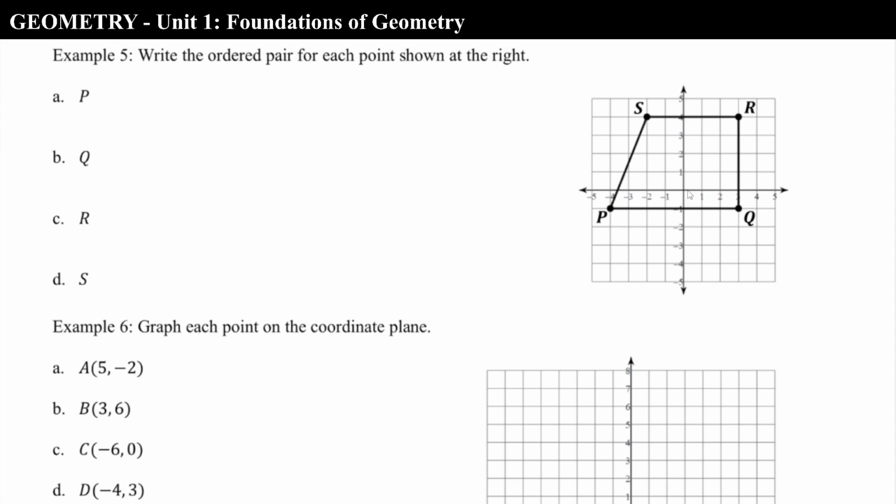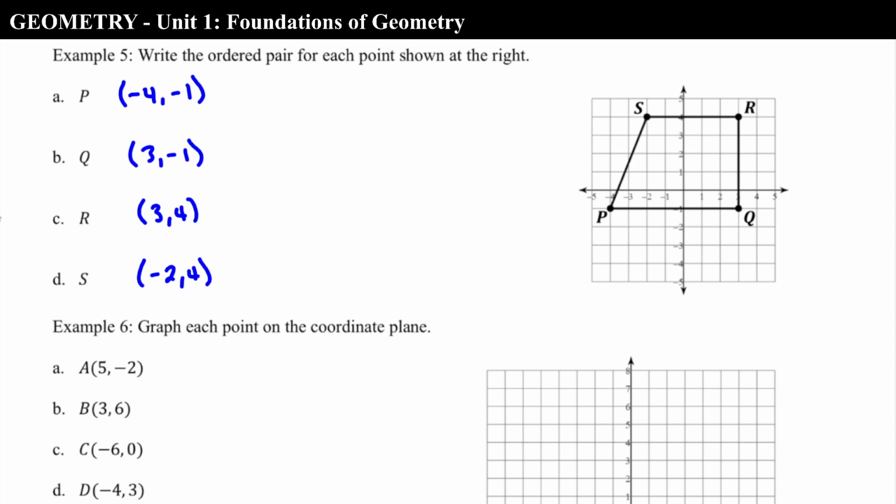So for P, we have the ordered pair -4, -1. -4 on the x-axis, -1 on the y-axis. So -4, -1. For Q, we have the ordered pair 3, -1. For R, we have 3, 4. And for S, we have -2, 4.